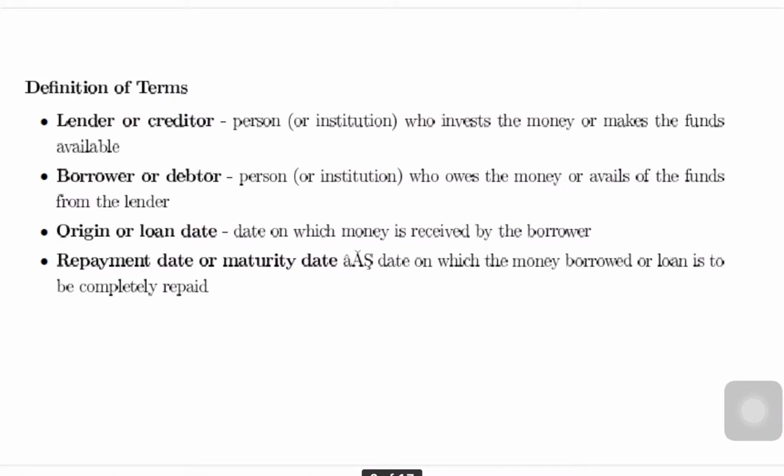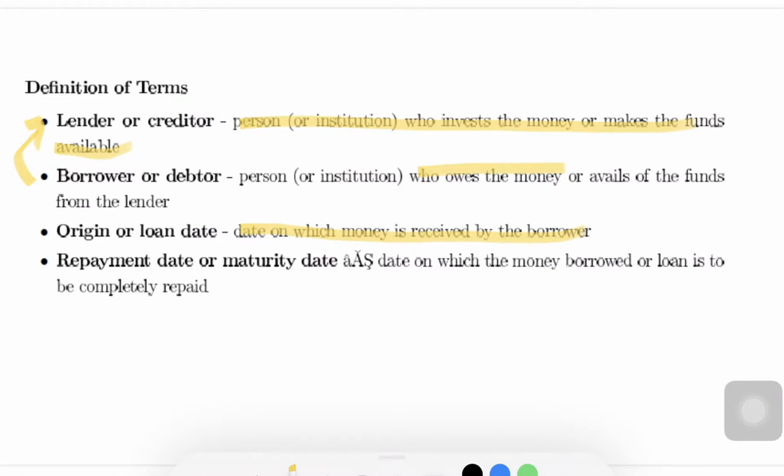Definition of terms. First is the lender or creditor. A lender or creditor is a person or institution who invests money or makes the funds available. A borrower is the one who owes the money or who borrows the money from the lender. Origin or loan date is the date on which the money is received by the borrower, the time of borrowing the money.